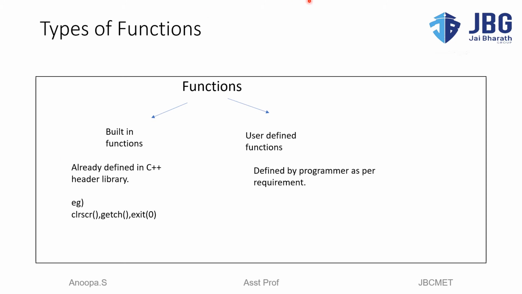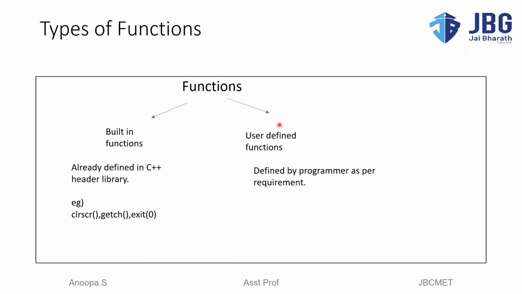So functions can be mainly classified into two, which are built-in functions and user-defined functions. A built-in function, as the name implies, is already defined in the C++ header library. Examples are clrscr, getch, exit(0), etc. That is why whenever you want to use these, we will include that header file. For cin, cout, we have iostream.h. For exit(0), we'll use process.h, like that.